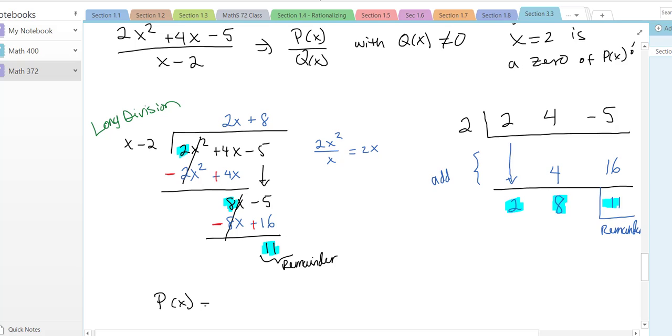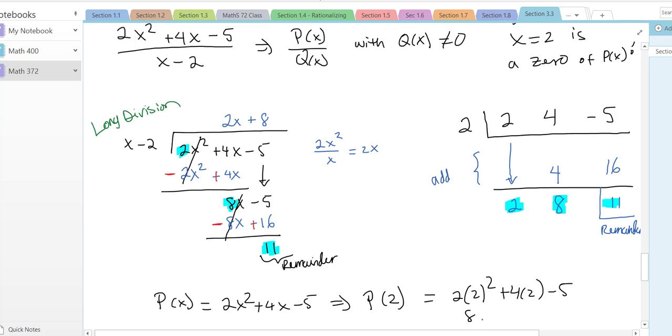My p of x is the dividend, so 2x squared plus 4x minus 5. Now, what I think is really cool, notice that if I put in my 2 in here, what's p of 2? So plug it in. So p of 2 is going to be 2 times 2 squared plus 4 times 2 minus 5. And 2 squared is 4 times 2 is 8, so I have 8 plus 4 times 2 is 8 again, minus 5. So 16 minus 5 is 11, which is our remainder. That's pretty cool. And that is not a coincidence.